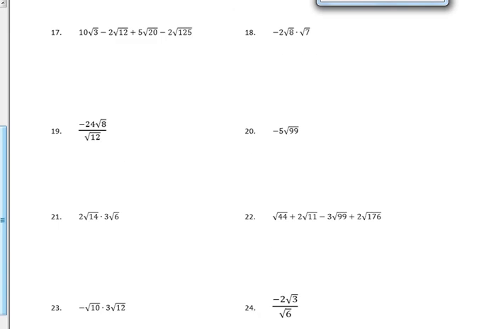Let's take a look at 17. We again are adding and subtracting, but we want to look to make these radicals the same. So I've got 10 square root of 3. Square root of 3, nothing breaks down in that one. The square root of 12, though, I can do as the square root of 4 times the square root of 3. The 5 and the square root of 20, I can do the square root of 20 as the square root of 4 times the square root of 5. We had that one already. And then 2 times the square root of 125.